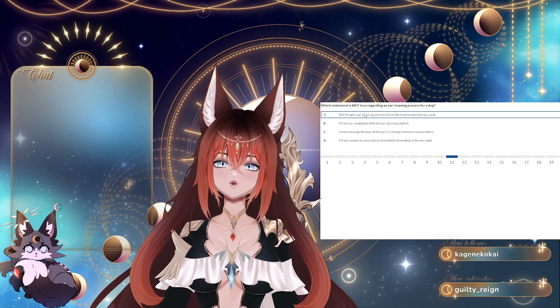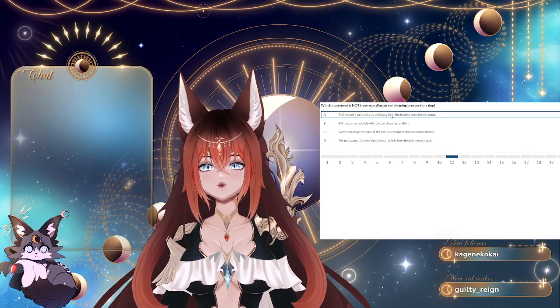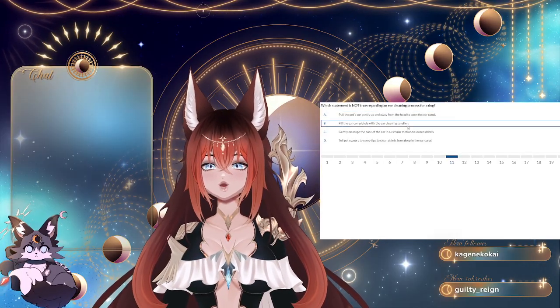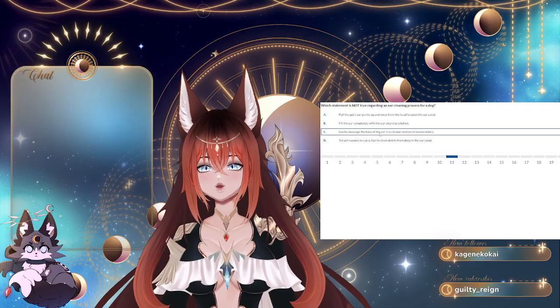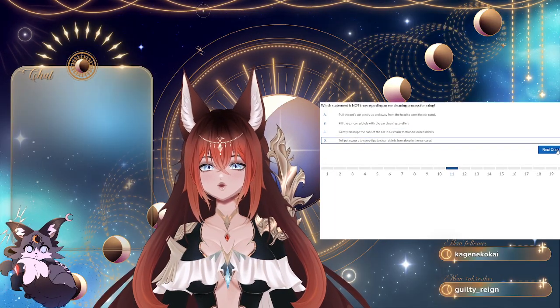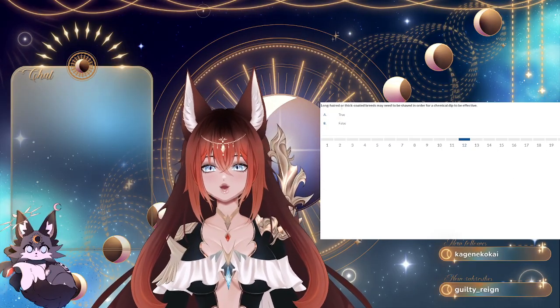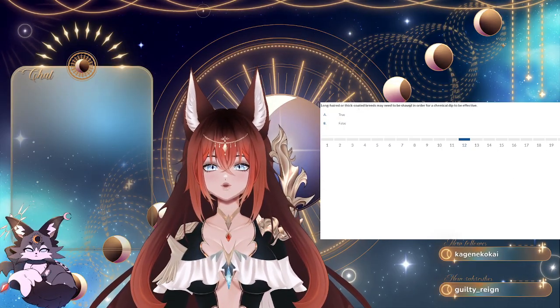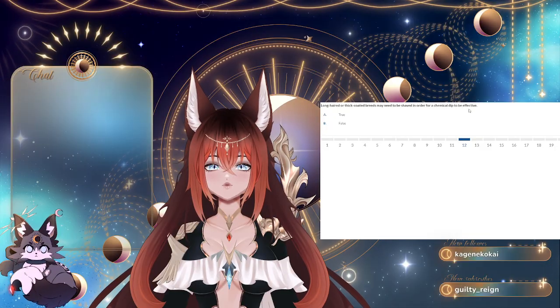Which statement is not true regarding an ear cleaning process? Fill the ear canal completely with ear solution. I mean, you can gently massage the base of the ear. Okay, that's not true. Don't tell pet owners to use a Q-tip. Long-haired or thick-coated breeds may need to be shaved in order for chemical dips to be effective.